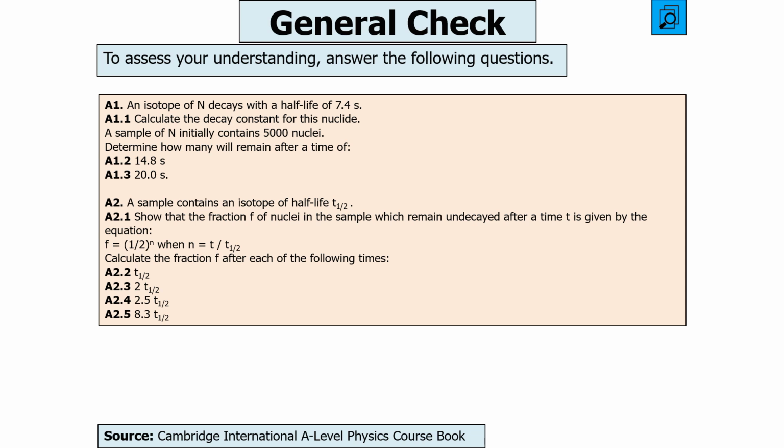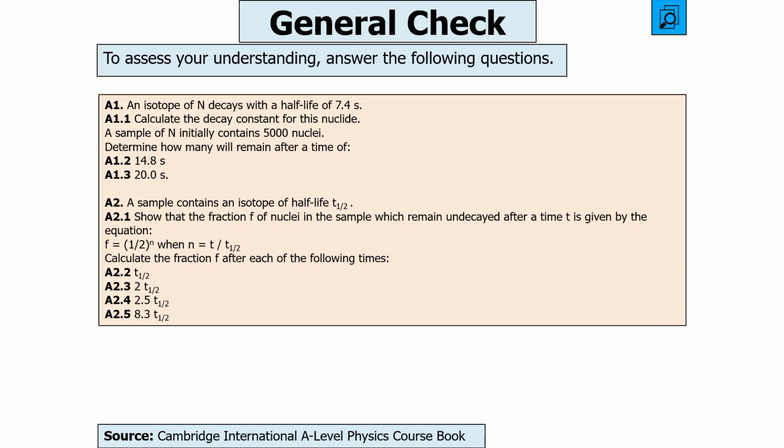Then a sample contains an isotope of half-life T to a half. Show that the fraction of the nuclei in the sample which remain undecayed after time T is given by the equation F is equal to a half to the power N, where N equals T over half-life. Calculate the fraction F after the following times: 1 half-life, 2 half-lives, 2.5 half-lives, and 8.3 half-lives. So pause the video now, then unpause the video when you want to go through your answer.